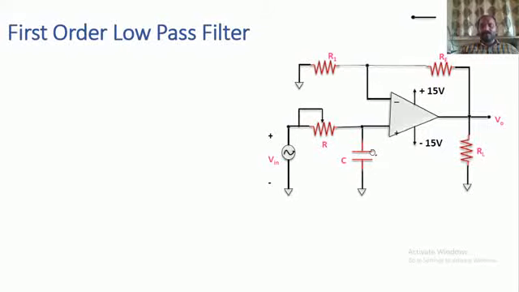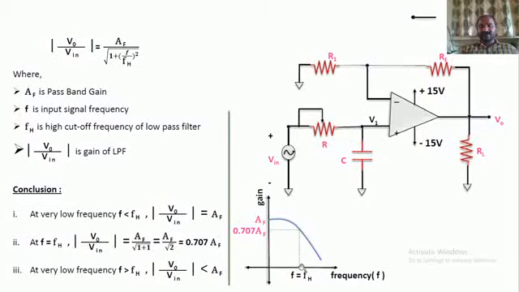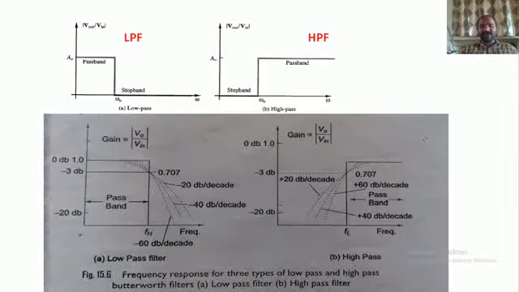What is the drawback of the low pass filter? After the cutoff frequency, many frequency components are still accepted by the low pass filter. In order to reduce the acceptance of more frequency components after the cutoff frequency, we are increasing the order of the system.